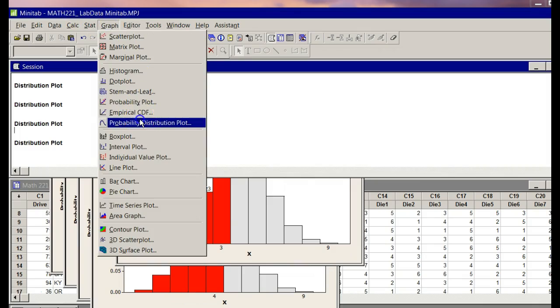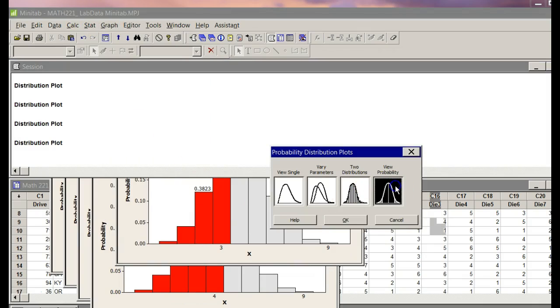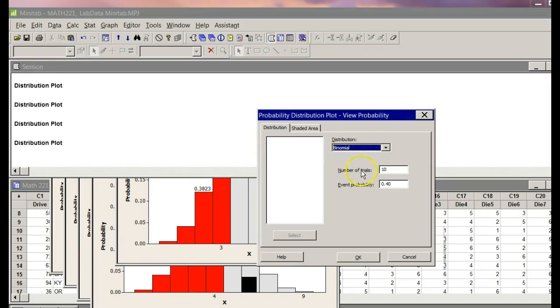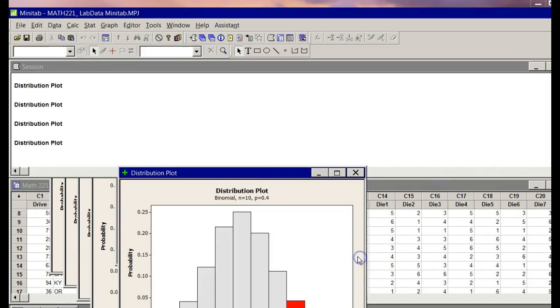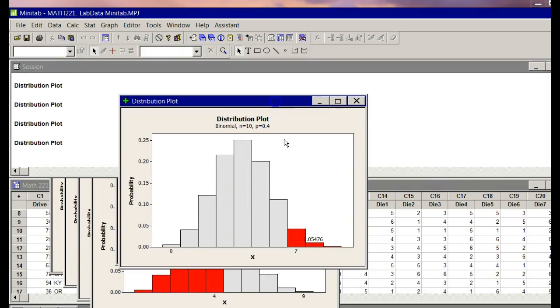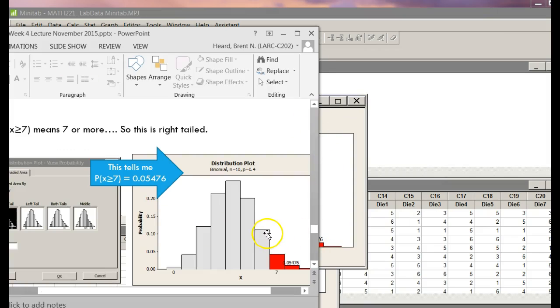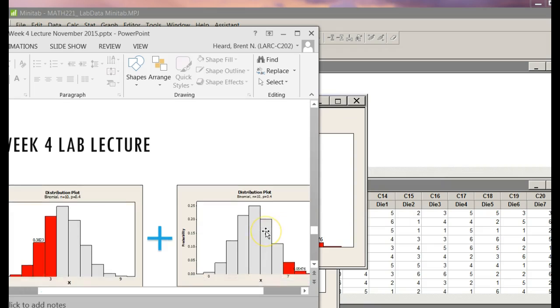Let's show you how to get that. Graph, Probability Distribution Plot. Click View Probability. OK. Stays the same for me. I don't have to change anything. X value, right tail, greater than or equal to 7. I'm going to put a 7 for the X value. Say OK. There it is, 0.05476. And you can see this on my charts from the lecture.